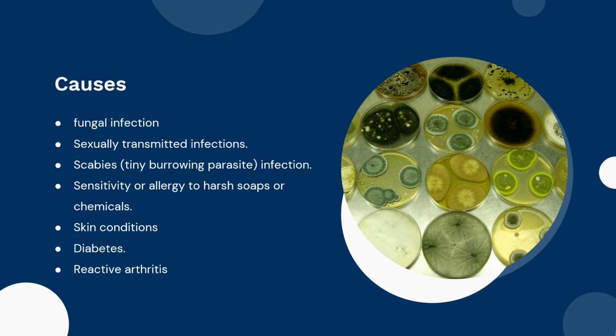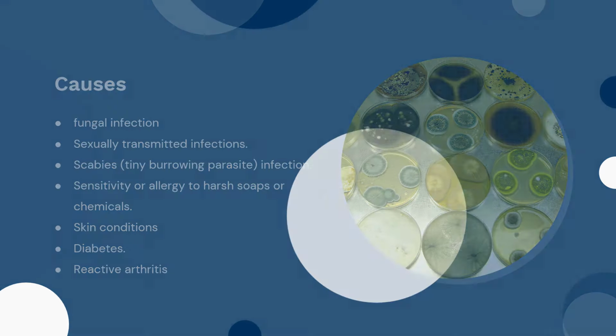What causes balanitis? Balanitis is most often caused by a fungal infection, like genital yeast infection, candidiasis, but bacterial infections can cause it, too. Other causes of balanitis include sexually transmitted infections, scabies, a tiny burrowing parasite infection, sensitivity or allergy to harsh soaps or chemicals, skin conditions that cause itchy, dry, scaly skin, such as psoriasis and eczema, diabetes, and reactive arthritis, a type of arthritis that develops in response to an infection somewhere in your body.